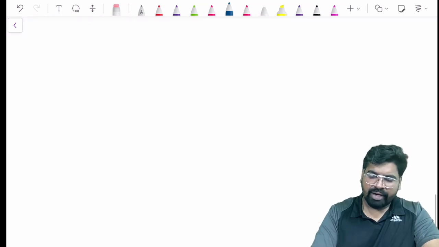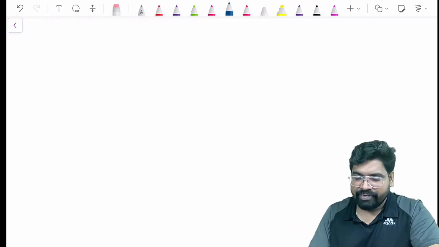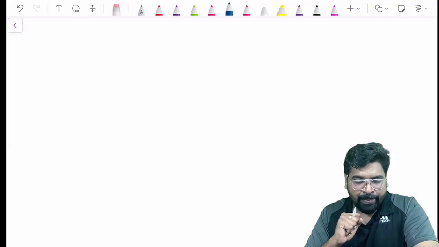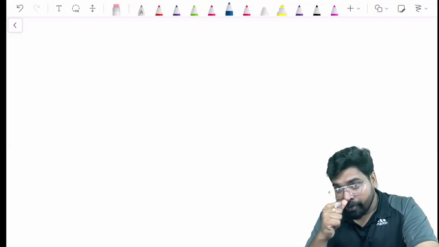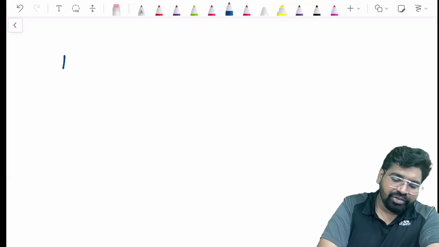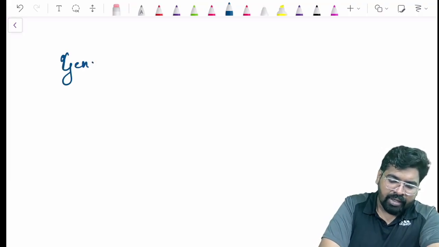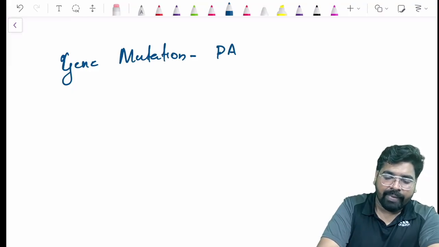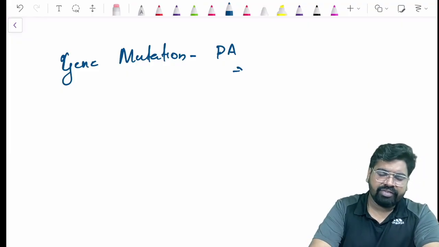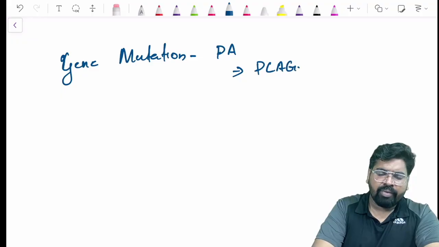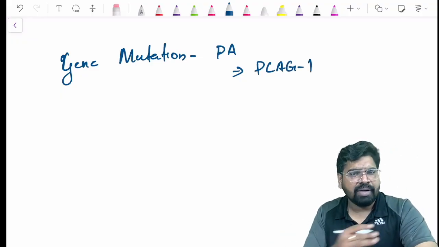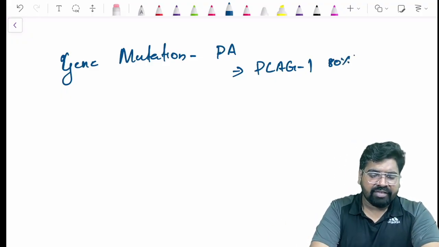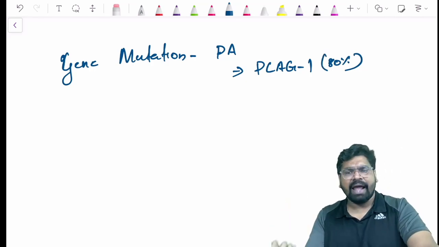Now let's see what else you have to learn in pleomorphic adenoma. There are so many questions. Other than this, they have asked certain tricky questions, and those students who are focusing on INI-CET should know the gene mutation which is seen in pleomorphic adenoma. I hope you are all familiar with this gene, that is PLAG1. Pleomorphic adenoma gene 1, the name itself is there. But this is only for 80% of the cases.